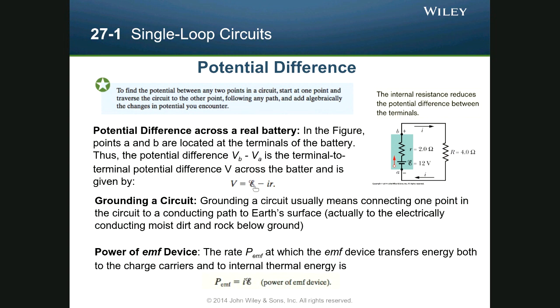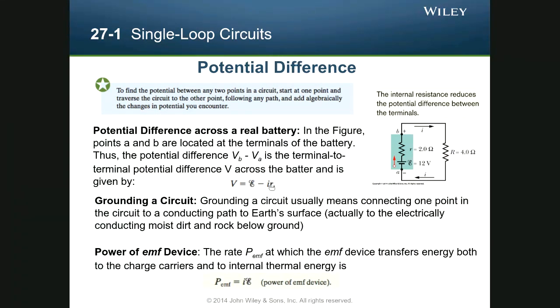Hold on. Is this important? Well, these stars are always important, but I feel like this star has to do with the last one. To find the potential difference between any two points in the circuit, start at one point and traverse the circuit to the other point following any path, and add algebraically the changes in the potential. Yeah, that's from the last one. But the potential difference across the terminals will be the electromotive force minus the internal resistance term.